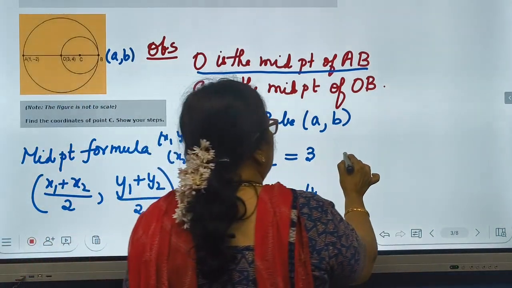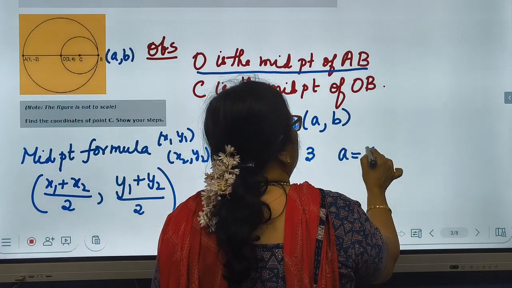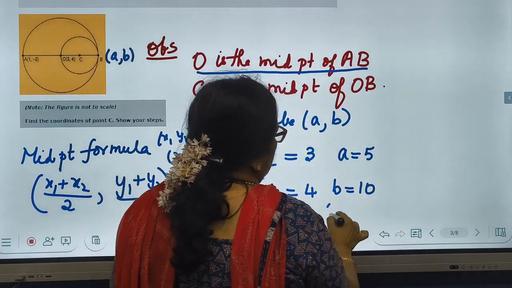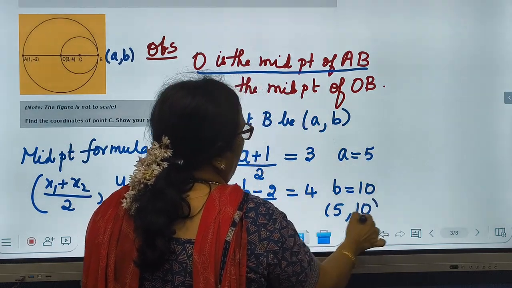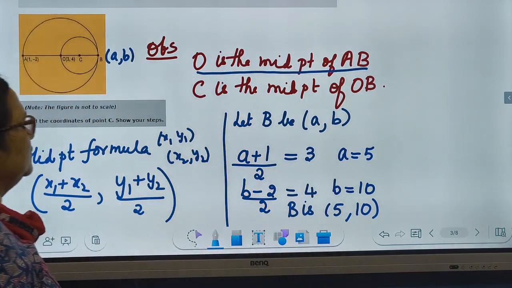So what is A from here? From here, A will be 2 into 3, 6 minus 1, 5. B will be 8 plus 2, 10. So the coordinates of B is 5, 10.